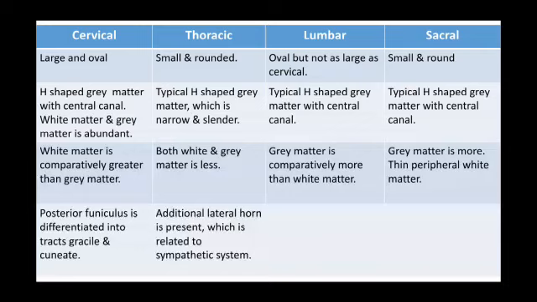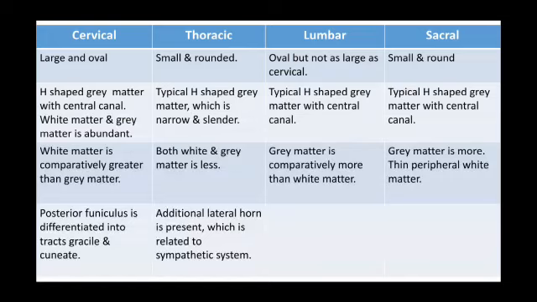Now we'll compare all the segments. The cervical segment is large and oval, whereas the lumbar segment is also large, but not as large as the cervical region, whereas thoracic and sacral are both small and rounded. When you take the gray matter, it is typically H-shaped in the thoracic region. In other regions also you find it H-shaped. And try to identify the central canal.